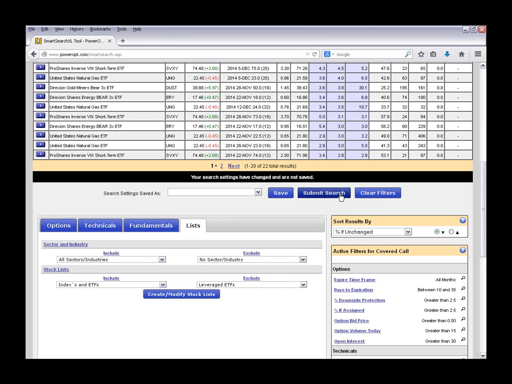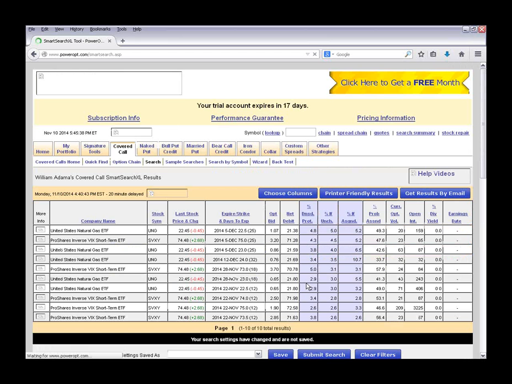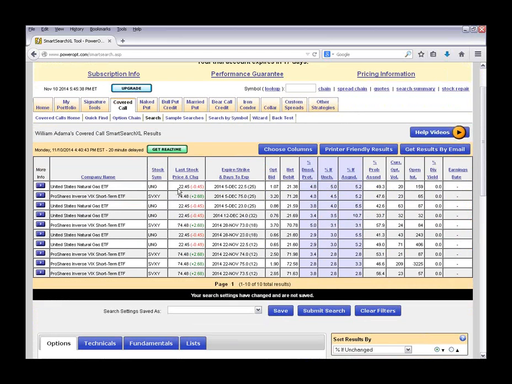I'm going to remove the leveraged ETFs, and let's go ahead and submit that. Now I know what we're going to get, but I'm doing this as an example. Our list is predominantly dominated now by options that are just 25 to 32 days, 18 days, and 12 days out in time, by UNG, the natural gas, and then the inverse volatility.